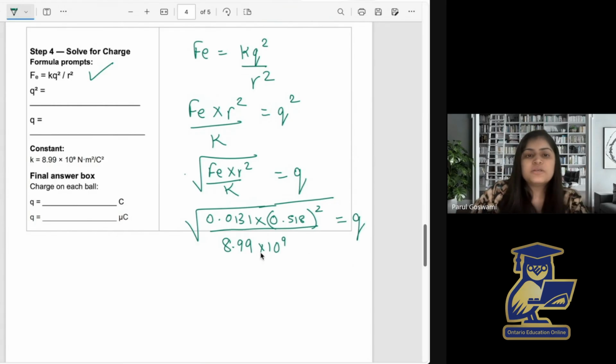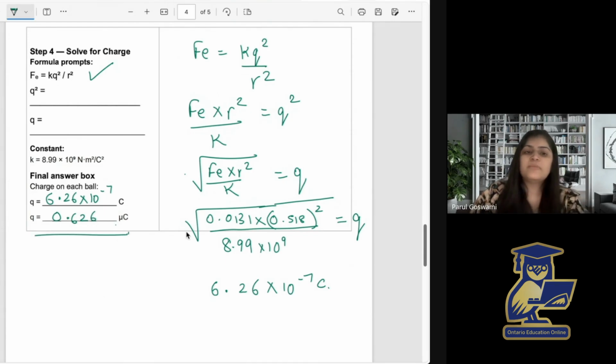Now on solving this, we will get Q equals 6.26 times 10 raised to the power negative 7 coulombs, or we can also write 0.626 microcoulomb. So this is how we have determined the value of Q.